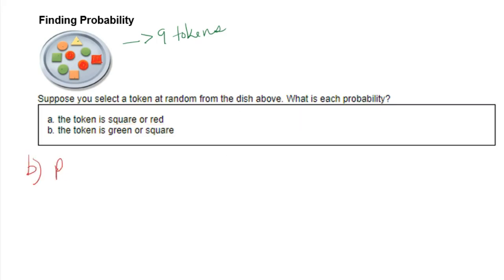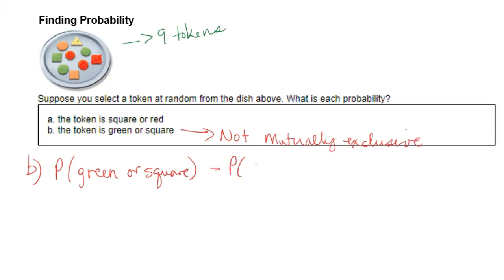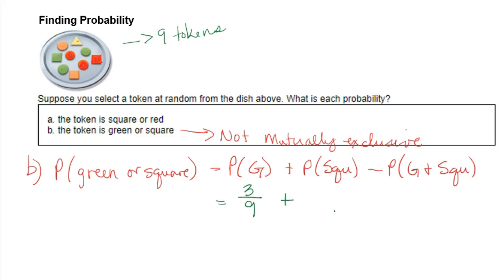Now for part B, we're looking at the probability that it is green or a square. And the question is, do we have any green squares? Yes, we do. So these are not mutually exclusive. Again, I want to find the probability that it's green, add the probability that it's square, and subtract the probability that it is green and a square. So probability that it's green, 3 out of the 9 tokens are green. 3 out of the 9 tokens are squares. And 1 out of the 9 tokens is a green square. So again, I get a probability of 5/9.